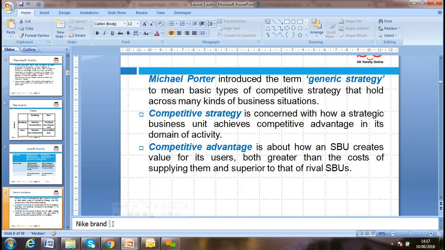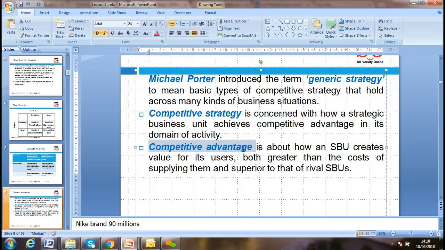Yes, it is around 90 million plus that this brand is worth. Just the logo of the company is worth 90 million. So that's such a brand. If they give it to any company that can produce or make the clothes, and they put the logo of Nike on it, they have a competitive advantage over other competitors, who don't have such a powerful brand. So that's the competitive advantage.